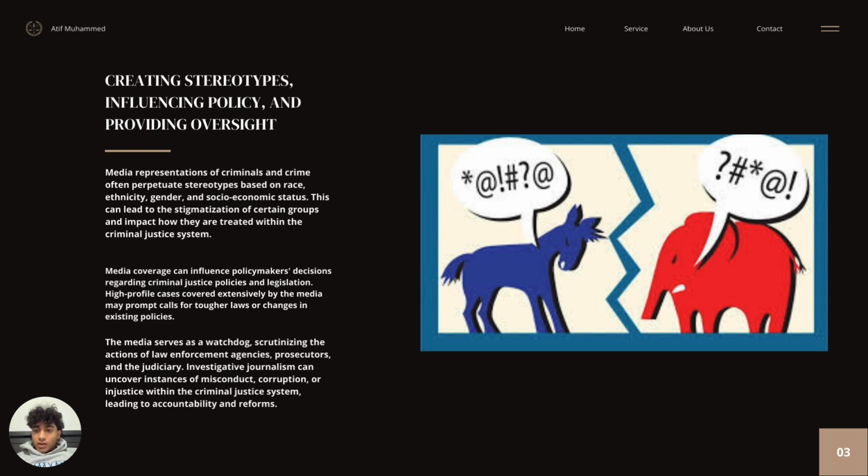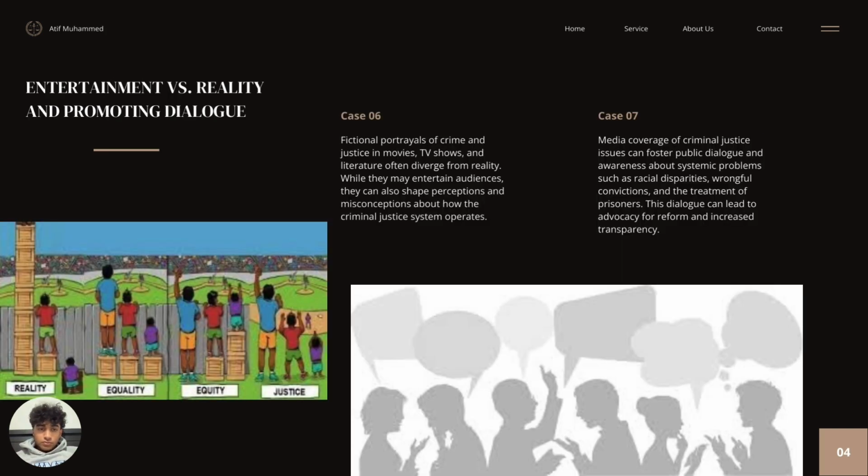Providing oversight. The media serves as a watchdog, scrutinizing the actions of law enforcement agencies, prosecutors, and the judiciary. Investigative journalism can uncover instances of misconduct, corruption, or injustice within the criminal justice system, leading to accountability and reforms. Entertainment versus reality. Fictional portrayals of crime and justice in movies, TV shows, and literature often diverge from reality. While they may entertain audiences, they can also shape perceptions and misconceptions about how the criminal justice system operates.